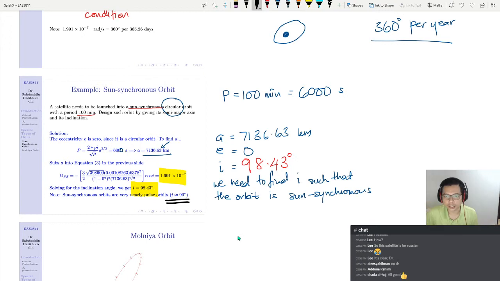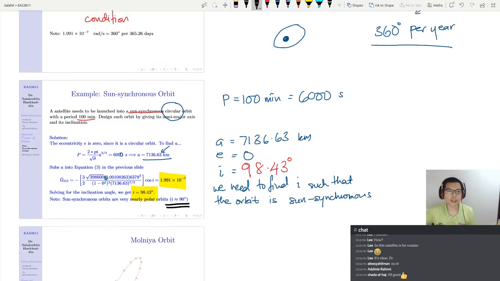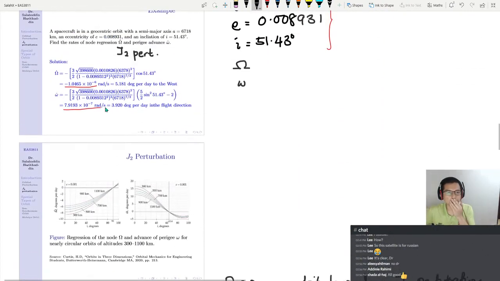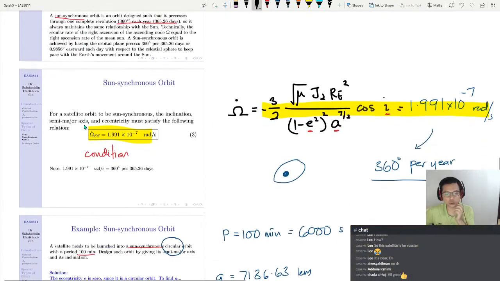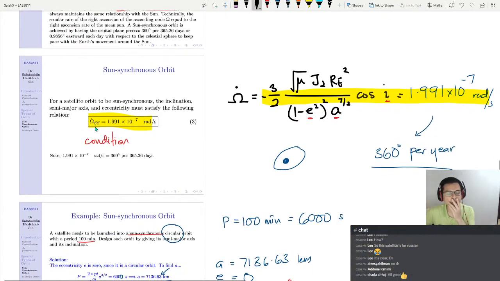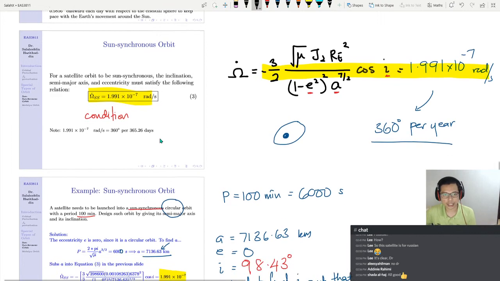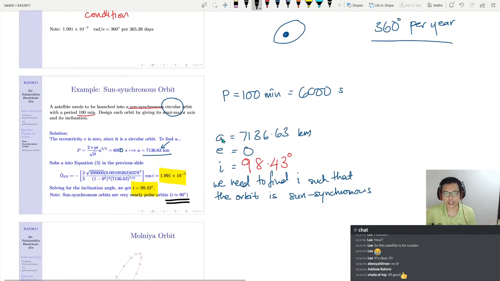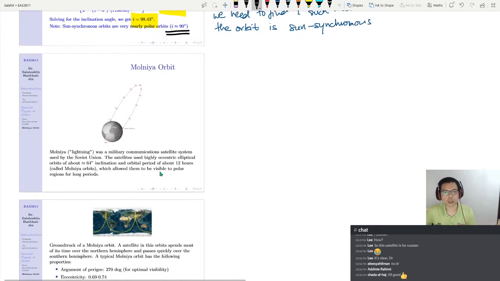Okay. Alright, so that is sun-synchronous orbit. So basically, if you use this equation up here, the omega dot, big omega dot, can be used to design sun-synchronous orbit with the condition that omega dot needs to be equal to this number right here, and then you can set your own A, E, and I for your orbit. Next one, I promised you I want to show you Molniya orbit.